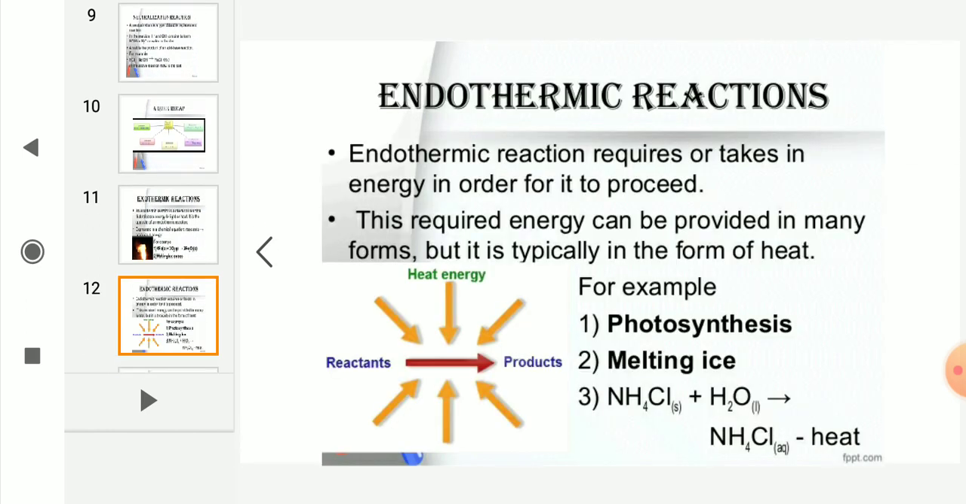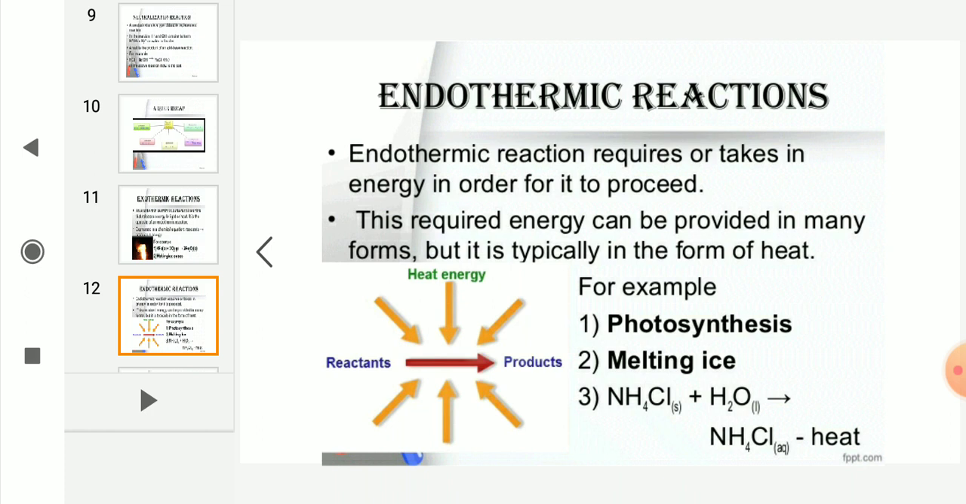Next, endothermic reactions. Endothermic reactions require or take in energy in order to proceed. That means they absorb energy in the form of heat. The required energy for this reaction can be provided in many forms, isn't it? Mainly it is provided in the form of heat. An example is photosynthesis. Next, melting of ice.